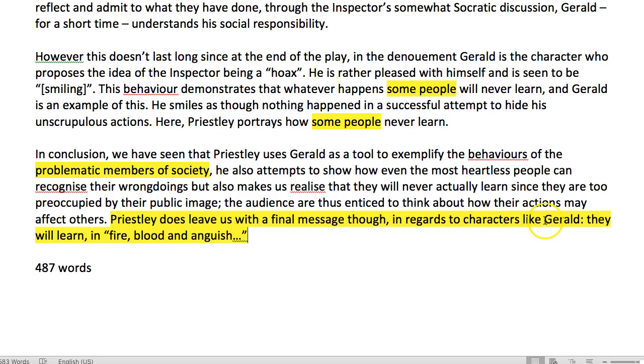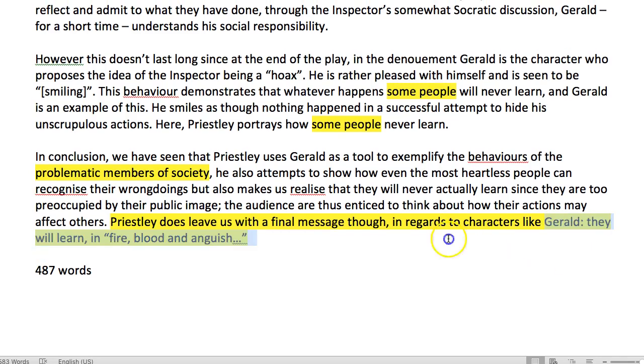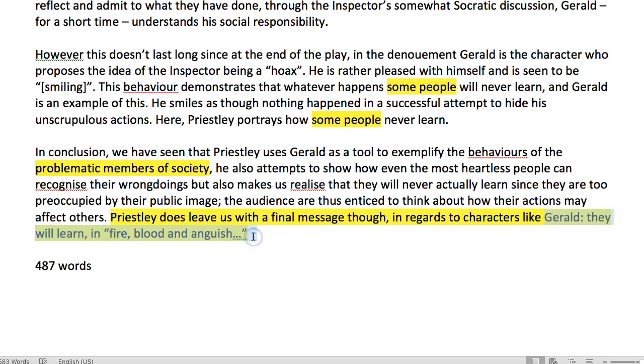And when you're writing a conclusion, whichever character you're writing about, you can't afford to leave out their last moments in the play, because their last moments in the play are what Priestley wants us most to consider about them. That's when we decide whether they've learnt anything on their journey, whether they've changed, or whether they haven't changed at all.